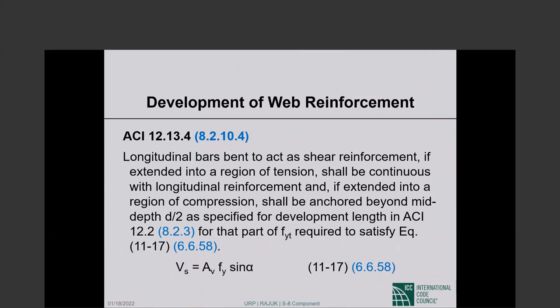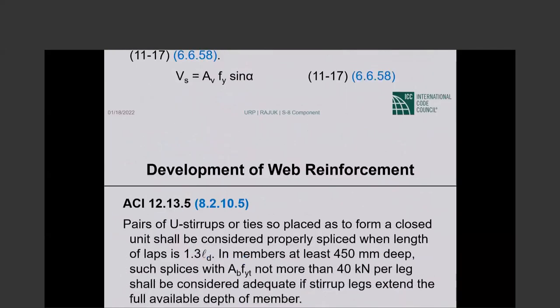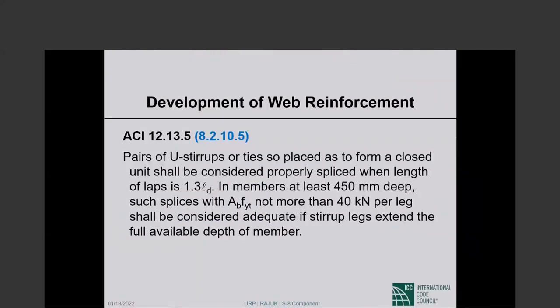These are bent bars. This I also would like to skip just to save time. I think we have more important stuff to discuss. So this is development of web reinforcement, but we are talking about bent bars. Okay, this one I think I should discuss.